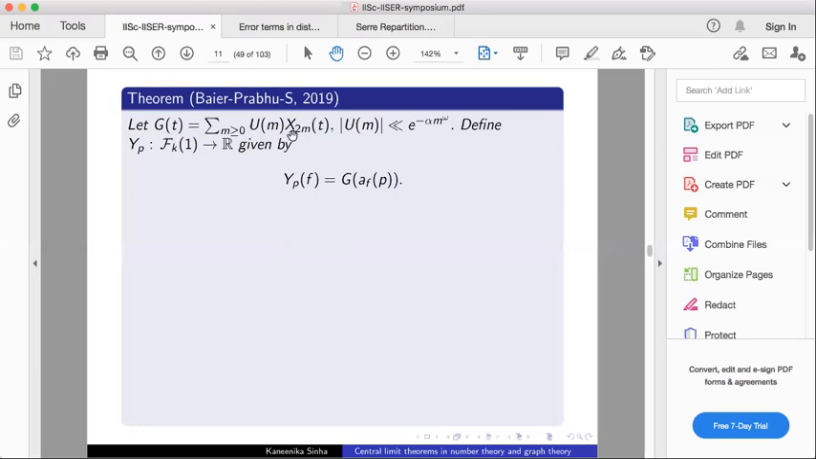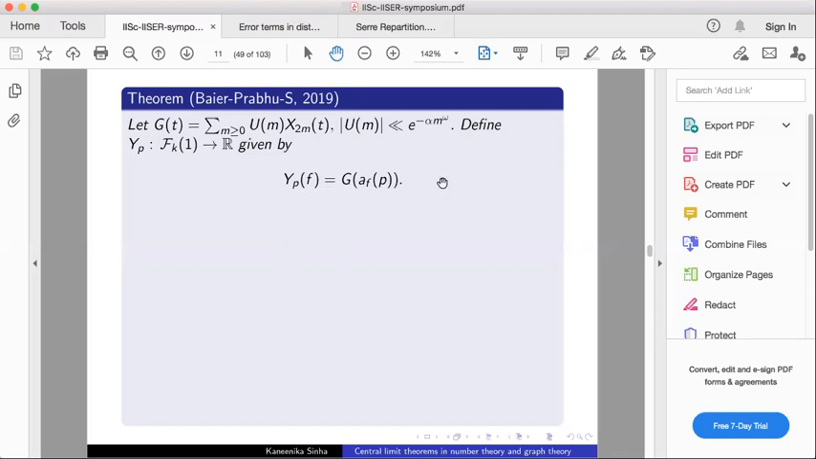I will explain it more in detail later when I talk about corresponding results in graph theory. But for now, it is sufficient for us to know that these grow in a very controlled manner. And in fact, they seem to satisfy something like a sub-exponential decay. So alpha and omega are just any fixed positive real numbers of your choice. And let's say your coefficients u of m are bounded by e raised to the minus alpha m raised to the omega. With this in place, we modify our random variable to g of a sub f of p.